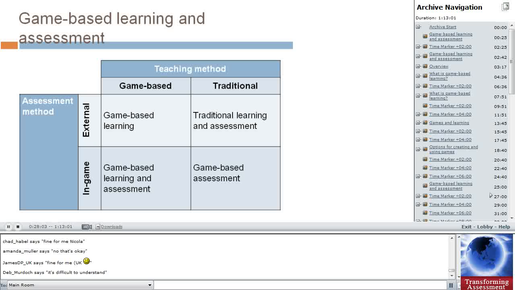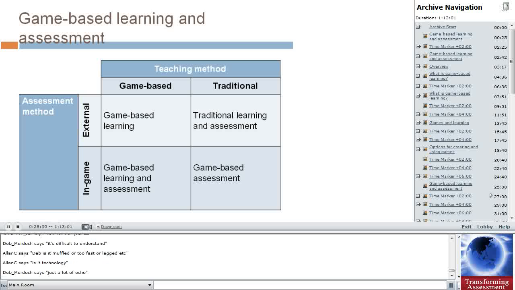Methods and 2 assessment methods. Now, obviously, there will be various combinations of them, but this is just to make this point. So 2 teaching methods, game-based and traditional. And by traditional, I mean anything that isn't game-based. So it is possibly a bit of a misleading term, because it could be a modern and innovative teaching method, but it's not game-based. And 2 assessment methods, so in-game and external.